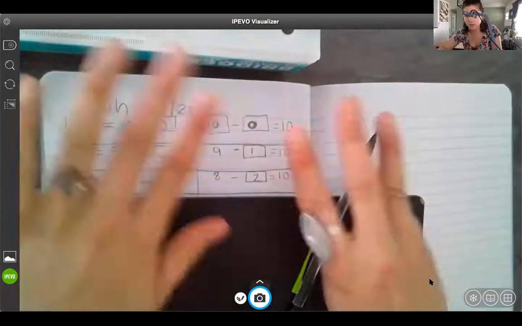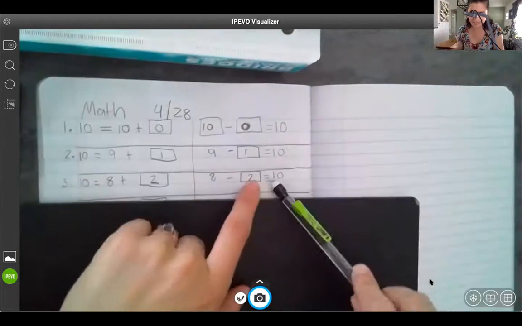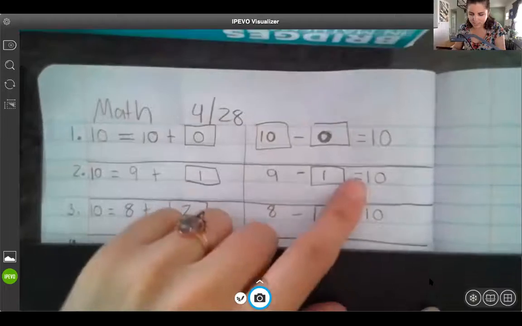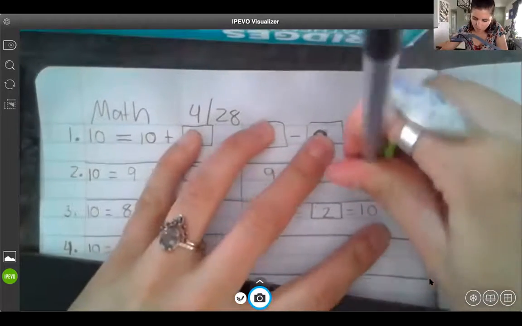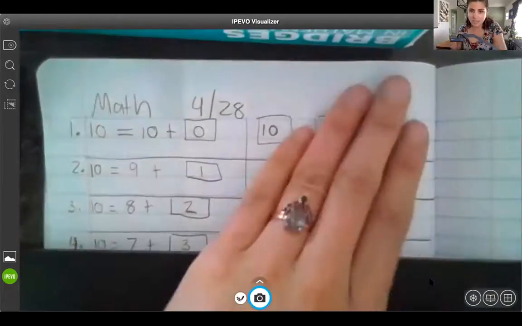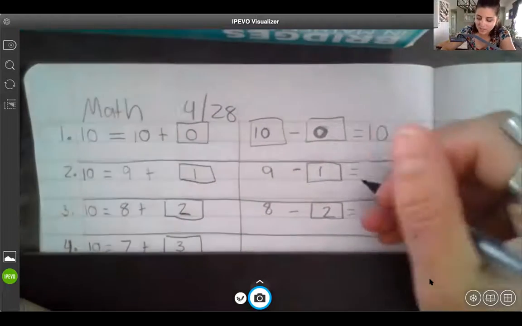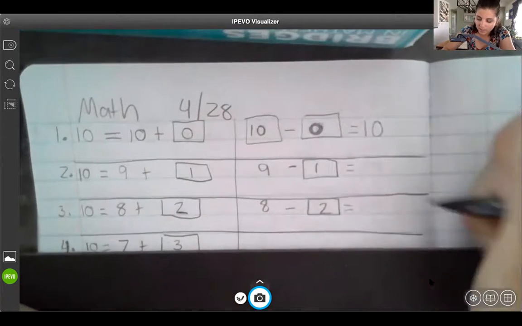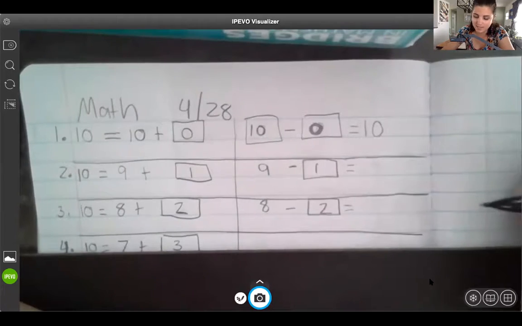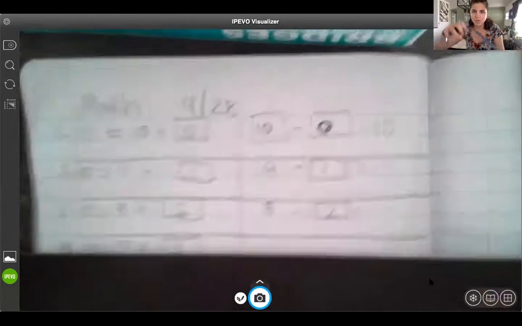Oh, I'm doing this all completely wrong. Actually, let's go up to our second problem. Is 9 minus 1 10? No. So these are in the left-hand column, combinations to 10. In the right-hand column, these are going to be not combinations to 10, but we are subtracting within 10. So 9 minus 1. Let's go back to that equation.